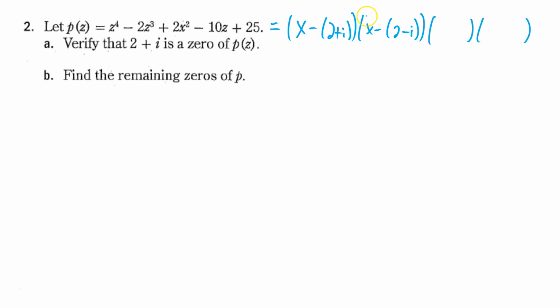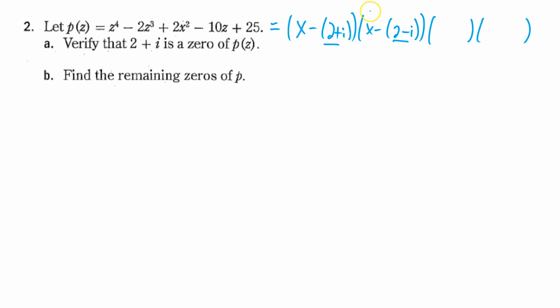I think I'm going to stick with x, but it doesn't matter what variable you use, right? So I know that when you multiply these two together, I'm going to get some kind of a quadratic polynomial, and I'm trying to figure out what these last 2 factors are. So what I'm going to do, we have 2 options here. When I have this 2 plus i and the 2 minus i, I like to just multiply these together now and get a quadratic, and then I'm going to use long division.